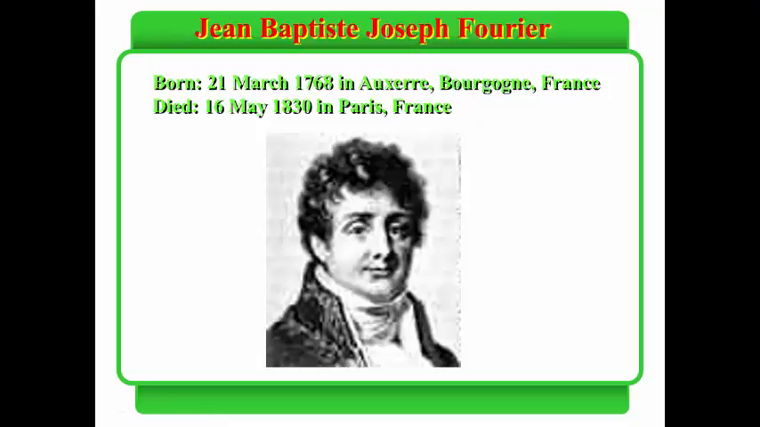This is the photo of the scientist called Jean-Baptiste Joseph Fourier. He was born on 1st of March 1768 in Auxerre, Bourgogne, France, and he died on 16th of May 1830 in Paris, France. He was a great mathematical scientist, in fact. So the Fourier transform is a representation of an image in the 2D frequency domain.